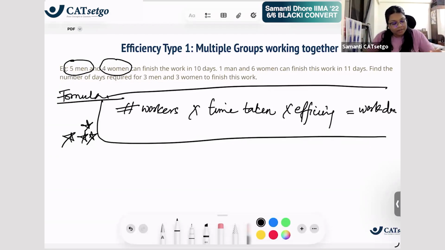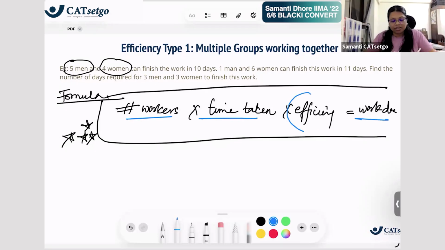Because our formula earlier was workers into time taken is work done, right? Because we were assuming that efficiency was 1, considering there was only one group of people. But now it is going to change. Do you understand the logic behind this formula? Yes or no? Yes, very good. So now that we know this, let us see the steps to solve.